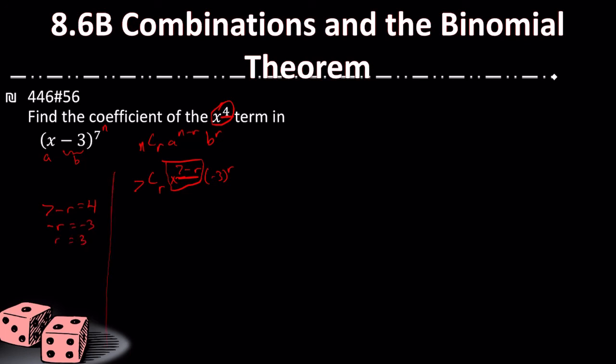So let's plug in a 3 for the r. And solve it. 7C3 is 35. That's x to the 4th, like we were expecting. And negative 3 cubed is negative 27. Multiply that stuff out, we get negative 945 x to the 4th. So what's the coefficient? The coefficient is negative 945.